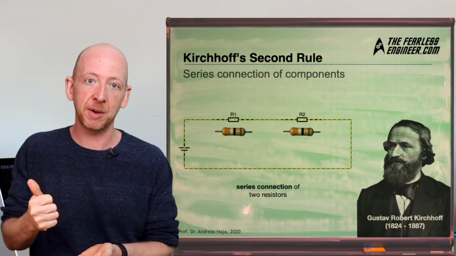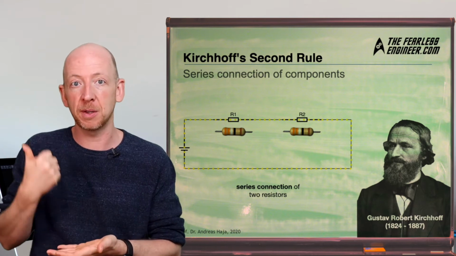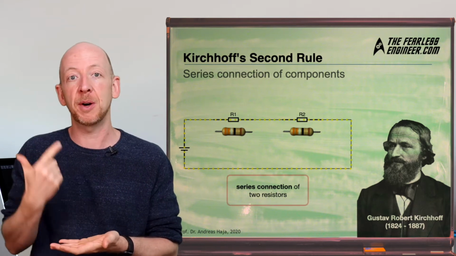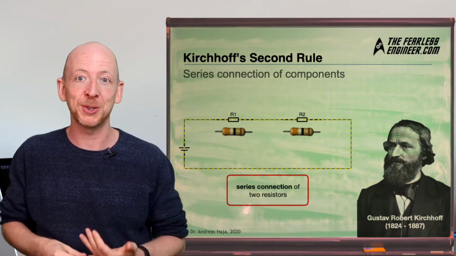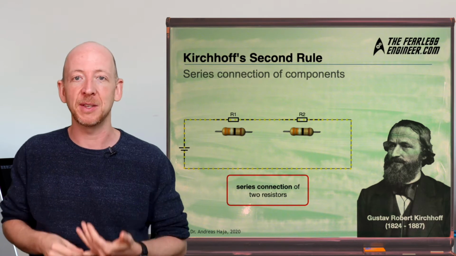And where the first rule is about dividing current flow and about connecting components in parallel, the second rule is about dividing voltage and about connecting components in series. But before we start to look at the equations, let's first conduct a small experiment.